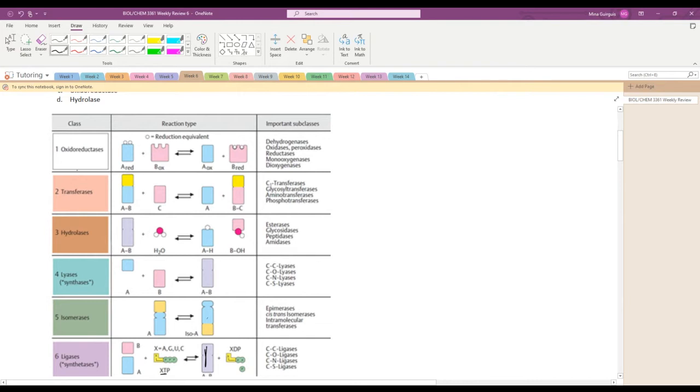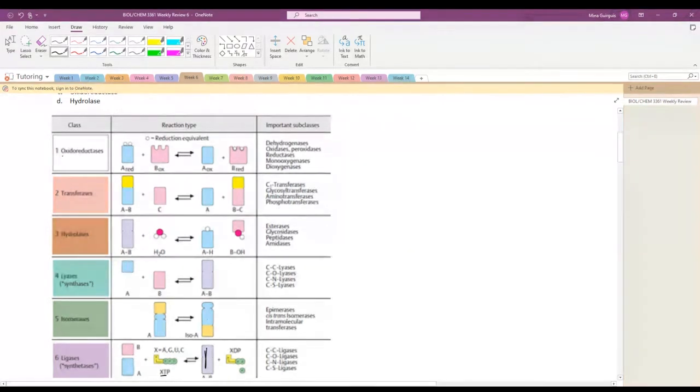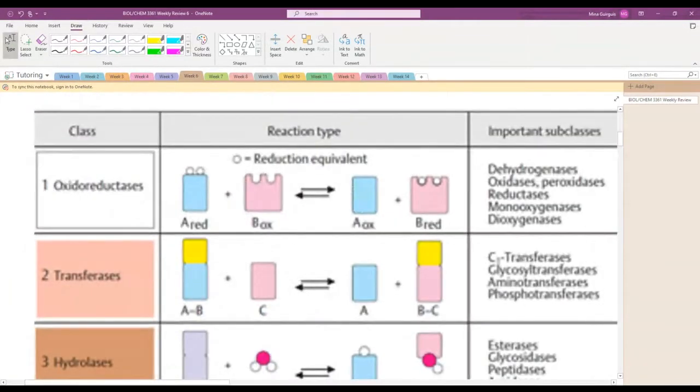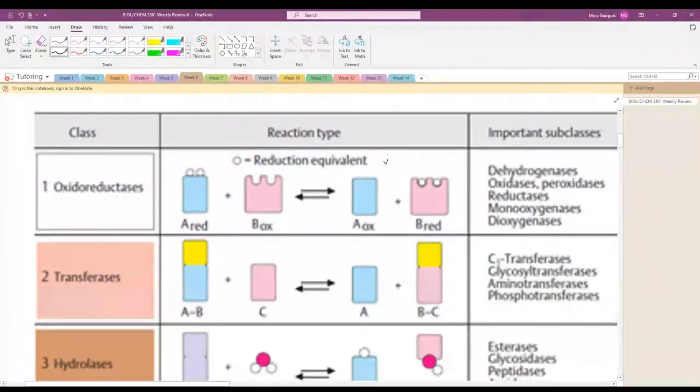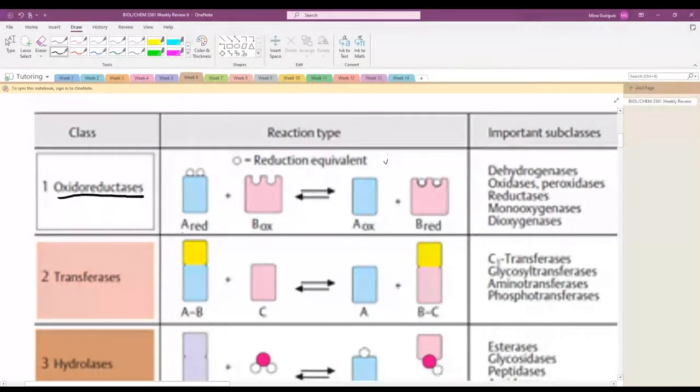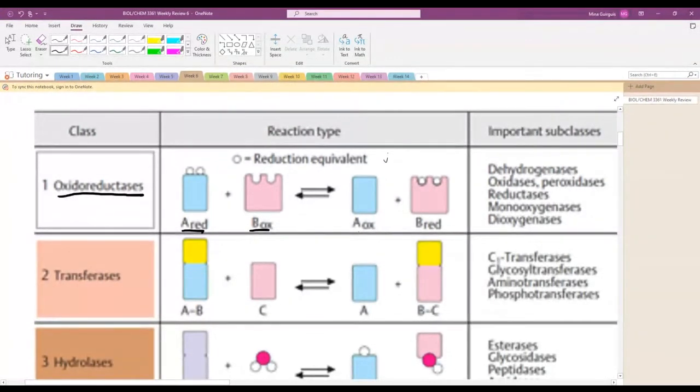So the first class of enzyme is oxidoreductases. Oh, that's a terrible line. Excuse me. And I'm just going to try to zoom us in a little bit more. Okay, there we go. So oxidoreductases, exactly like their name suggests, oxidation, reduction. So you have A, which is in its reduced state, B in its oxidized state, and they flip.